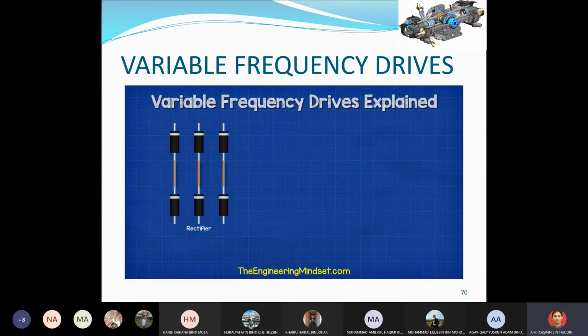We will consider the first part of the VFD, which is the rectifier. In this part, we find 6 diodes in parallel. I'll title these 1 to 6 as follows. Each of the three phases is connected to one pair of diodes.